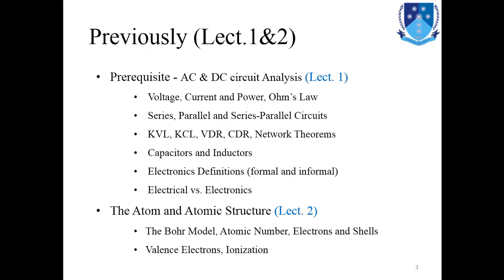In lecture number 2, we learned what an atom is and what the atomic structure of an atom is. We also learned the Bohr model, the atomic number of any element, the electrons, their respective orbits, and groups of orbits termed as shells. Then we learned valence electron and finally the ionization process.